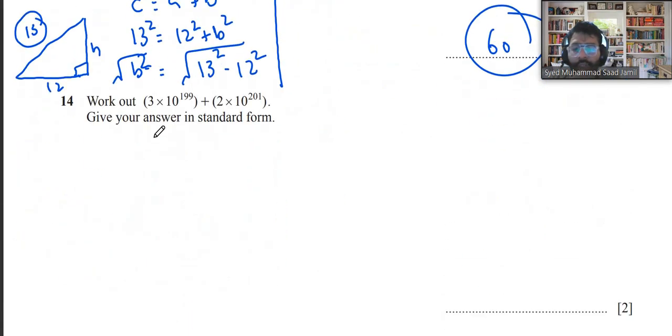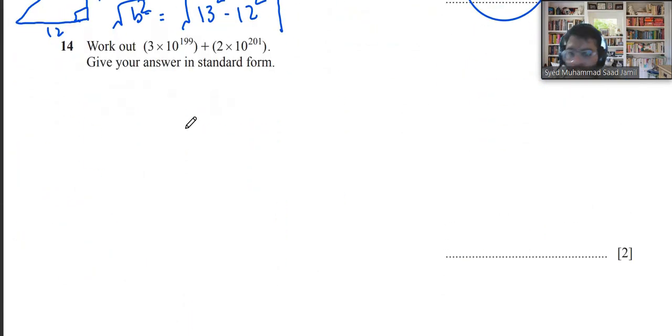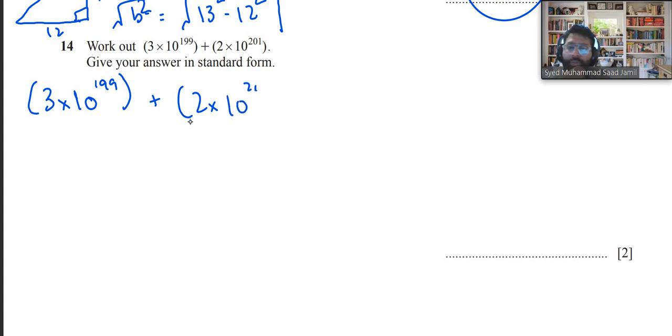Sorry, yeah, I skipped question 14. So look, it says work out 3 multiplied by 10 raised to power 199 plus 2 multiplied by 10 raised to power 201. In order to solve this question, first write down the whole question. Whenever you are solving, do make sure you write down the question again. 2 multiplied by 10 raised to power 201.